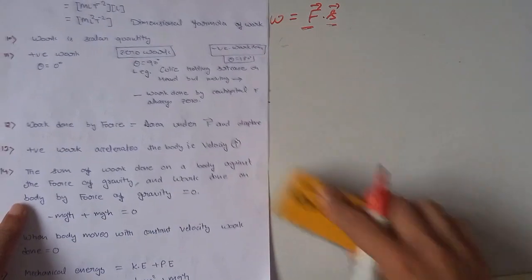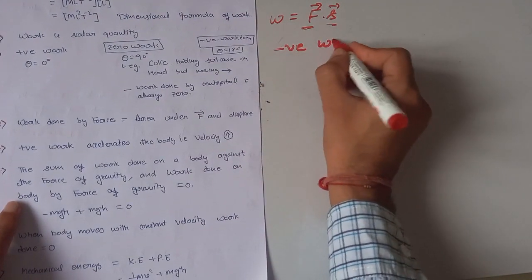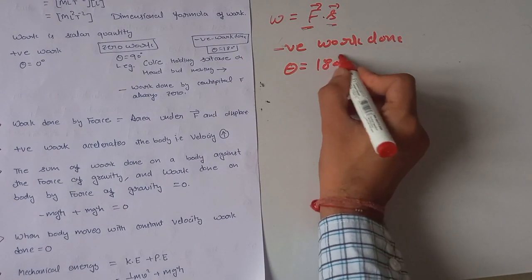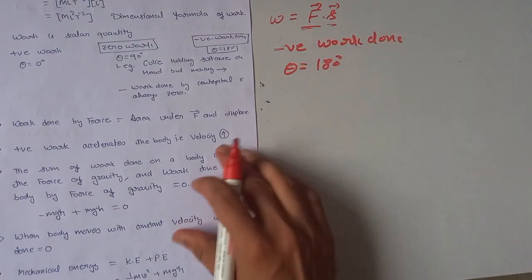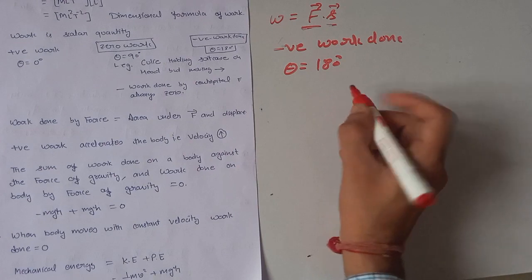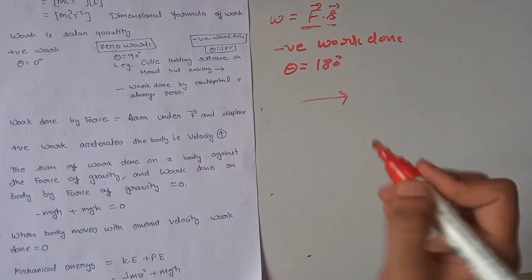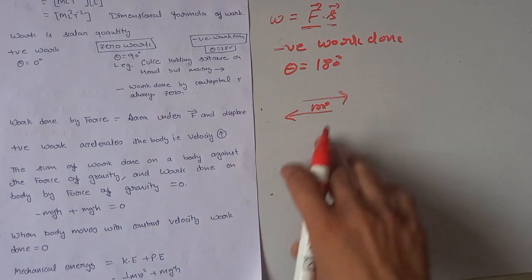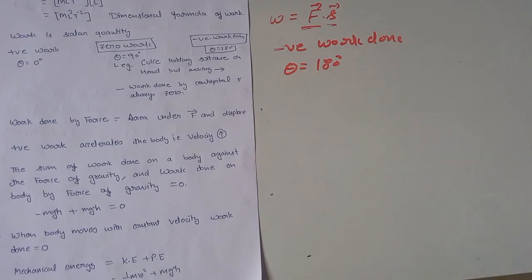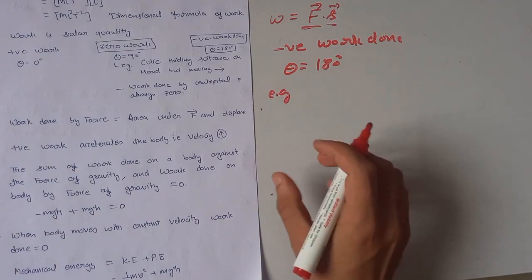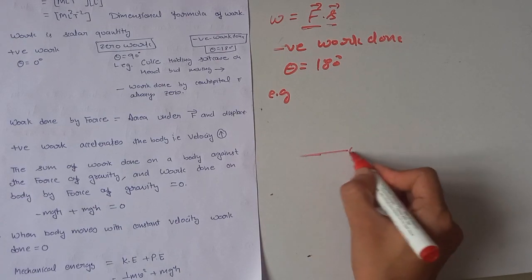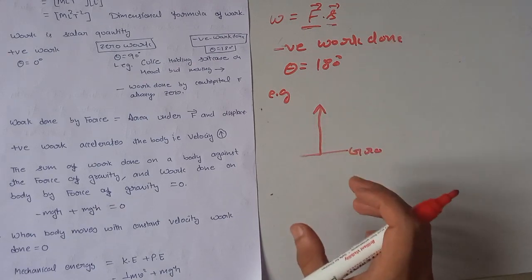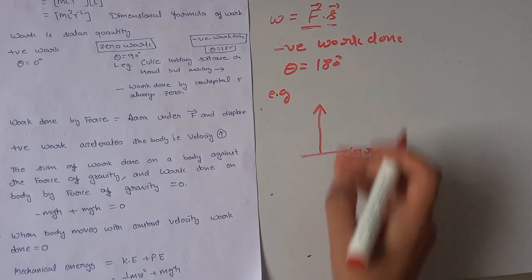Now our next type of work done is negative work done. What is negative work done? When the angle theta is equal to 180 degrees between force and displacement. For example, when we apply a force toward this direction but displacement is toward this direction, then the angle between them is 180 degrees. In that case work done is negative. For example, let this be the ground, when we throw an object toward the upward direction.